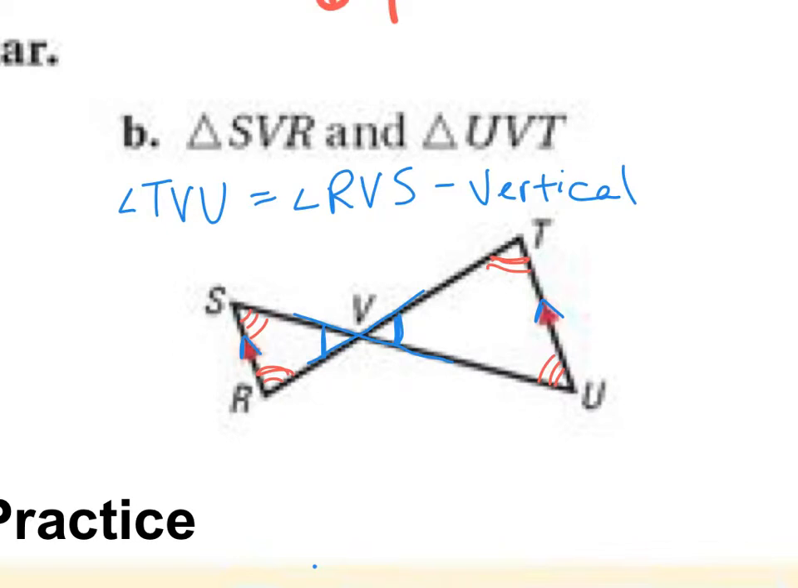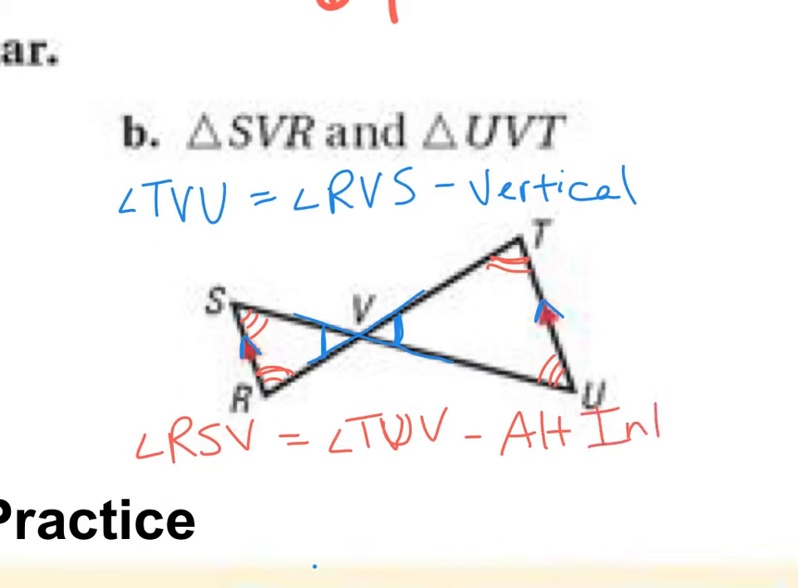Maybe you want to say angle RSV is equal to, so RSV would be TUV, angle TUV. And you would just say they are alternate interior angles. There we go. So we had our angle and our angle, so AA does work.